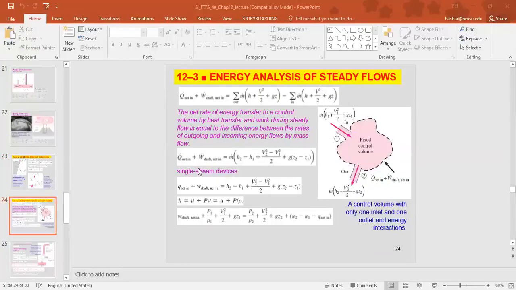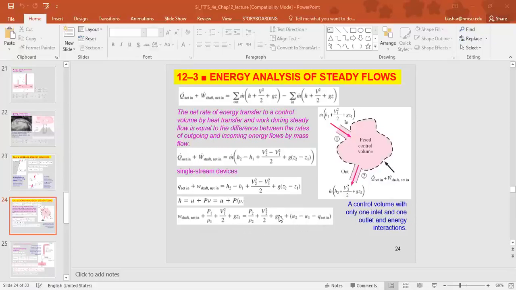So if we have a single stream, then the summation notation will be dropped, and we will have simply the equation as shown in this form, and that is for the single stream flows and devices. In its specific energy form, simply divide this equation by the mass flow rate. It results in the specific energy form, which may be rearranged according to this equation.